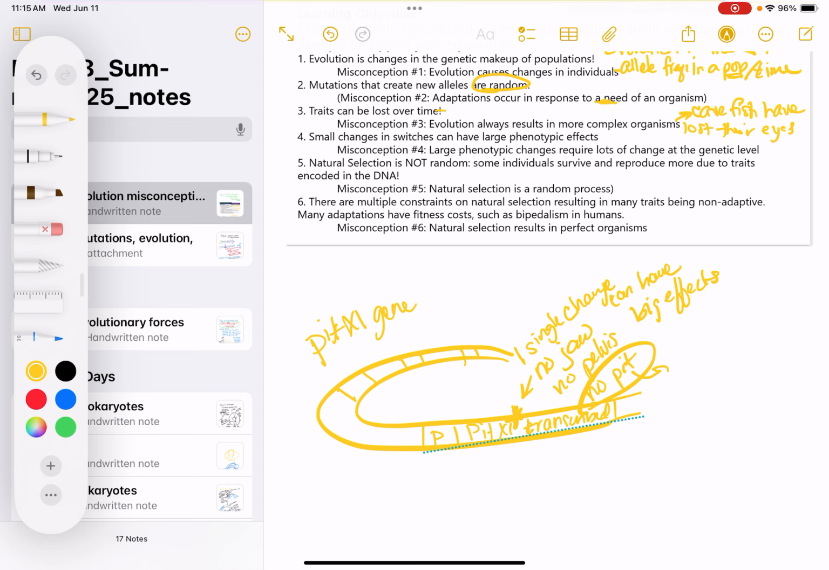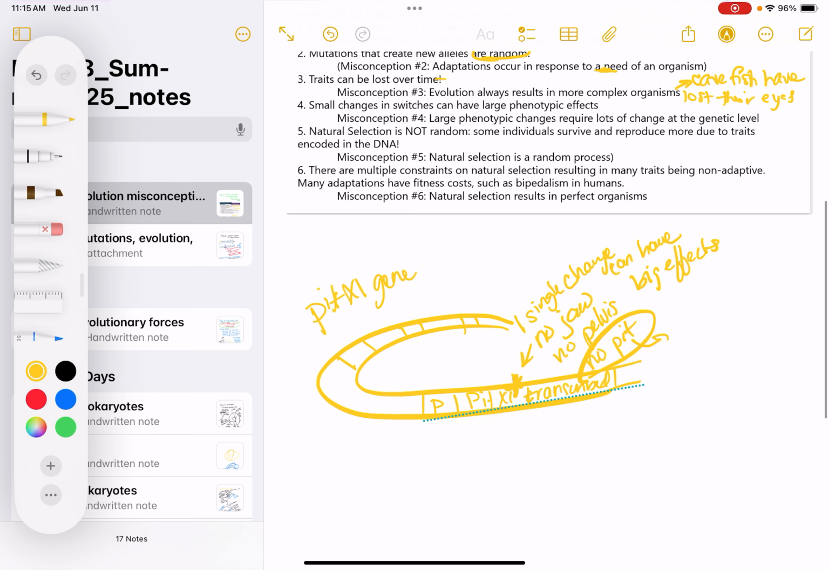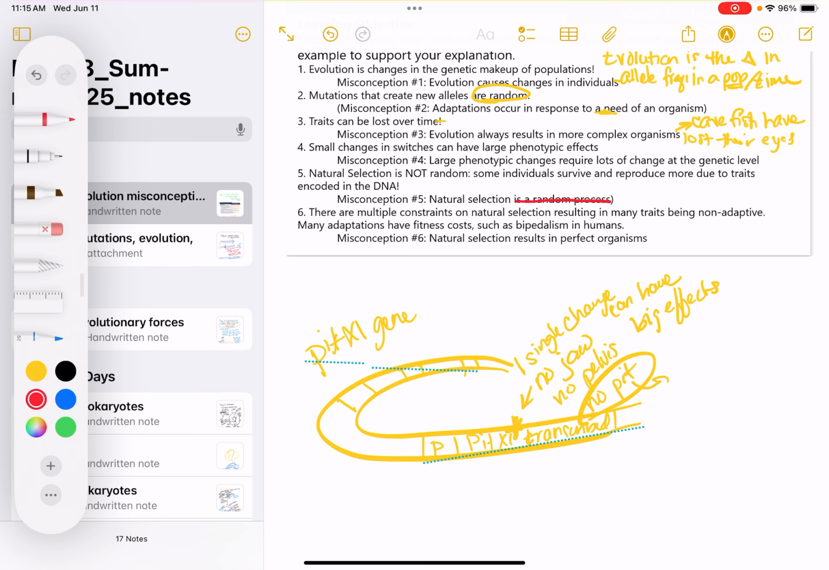Next is that natural selection is not random. Remember that some individuals survive and reproduce more due to the traits that they have in their DNA. Some people think that natural selection is a random process, and it's not, right? Evolution can be random. Mutations definitely are random. Drift is random, but natural selection is not random, okay?